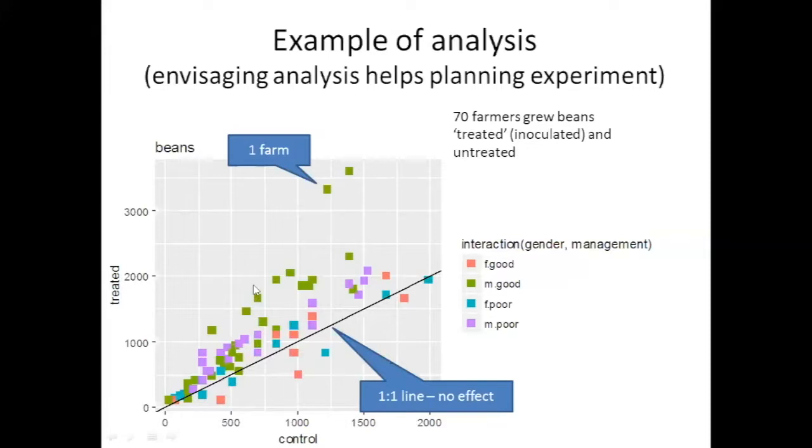If it's above the line, it says the treated gave a higher yield. And if it's below the line, it says the treated plot gave a lower yield than the control. So we can straight away see that on most of the farms, the treatment had a positive effect. There are a few farms that did worse off with inoculation. There are quite a few farms, particularly these down at this low end, where actually the treatment didn't really have any effect at all.